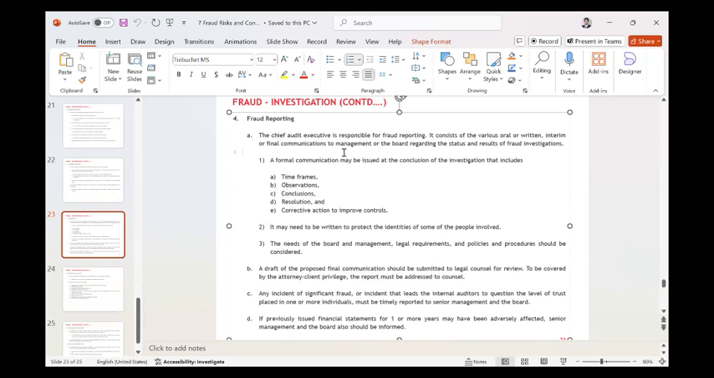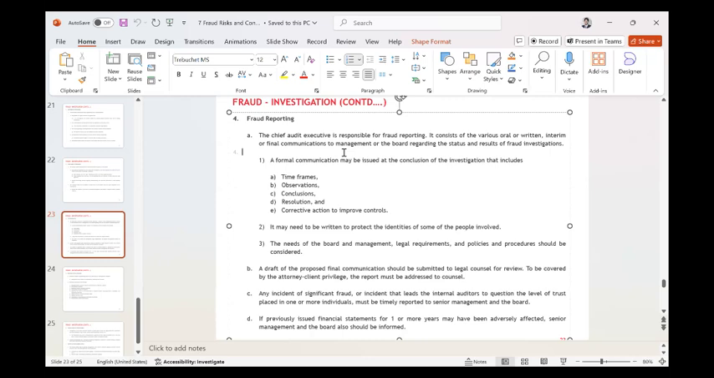The chief audit executive is responsible for fraud reporting. So if the fraud investigations are carried out by staff under the chief audit executive, obviously that fraud investigation report has to be signed off by the chief audit executive. Sometimes you give oral presentations, or have oral discussions. Sometimes it's written form, interim or progress reports or final reports. Those are the general ways of communicating the results of the fraud investigation.